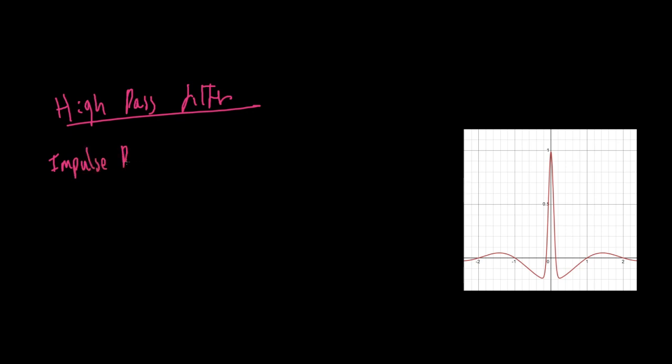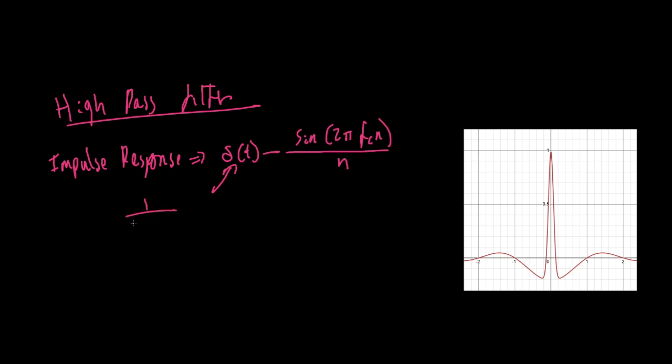Let's just rewrite the high-pass filter. Its impulse response, if you remember, is the delta Dirac function minus sine 2 pi f cutoff n over pi n. Now we approximated the delta Dirac as 1 over epsilon root pi multiplied by e to the power of minus t squared over epsilon squared. So that is epsilon.